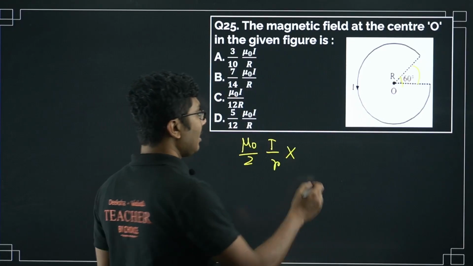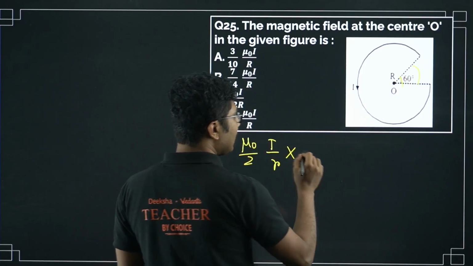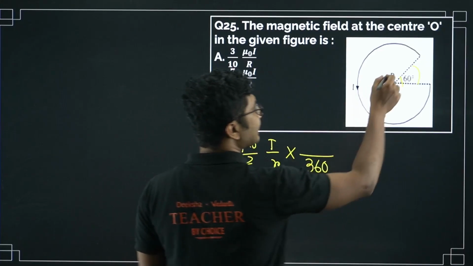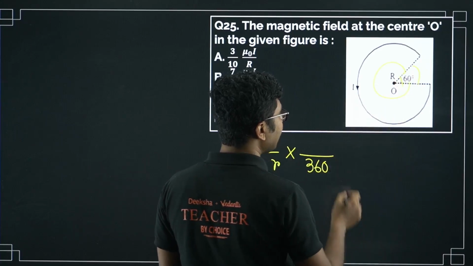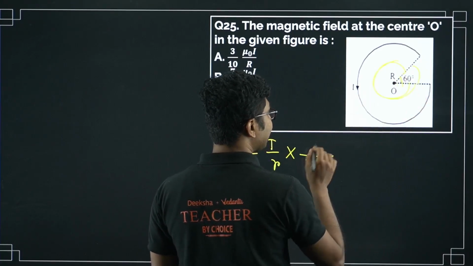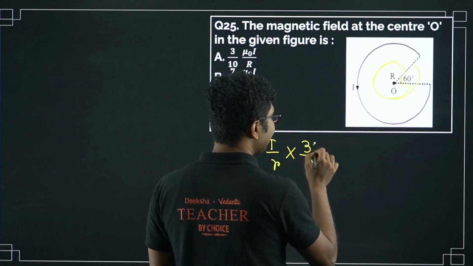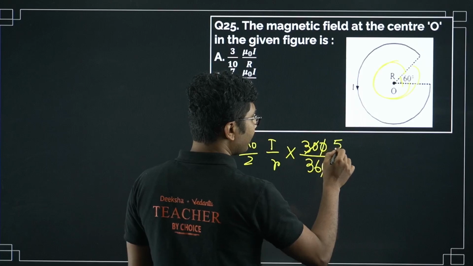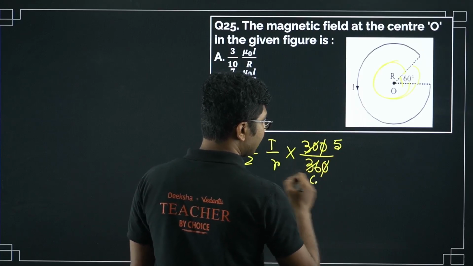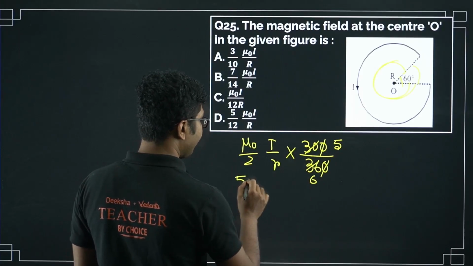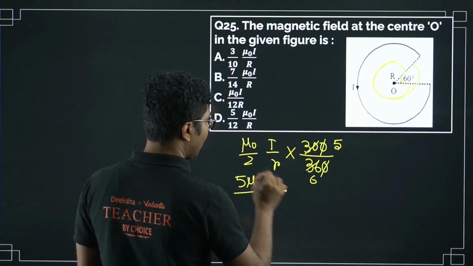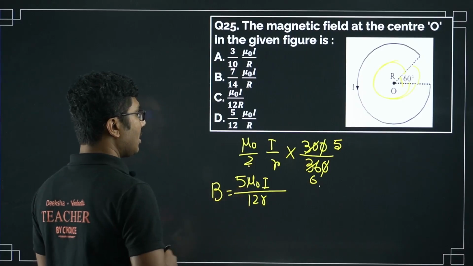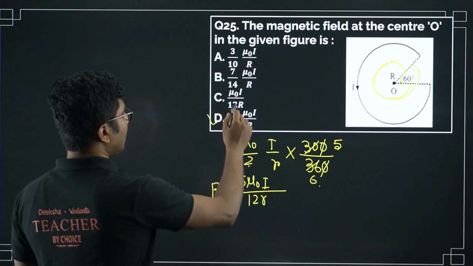Total angle: this formula is valid for 360 degrees, but in this case we have reduced it by 60 degrees. So what is this angle? This angle is 360 minus 60, that is 300. So we just need to multiply it: the zeros cancel, 5 6 30, 6 6 36. So it will be 5 mu naught I by 2 into 6, that is 12 R. So this is the magnetic field at the center, 5 mu naught I by 12 R.